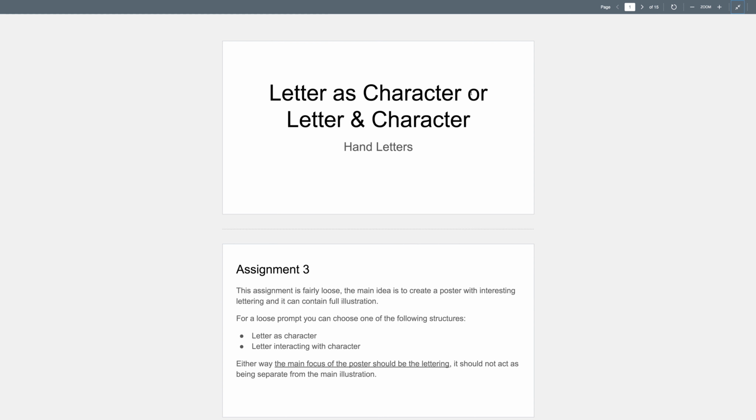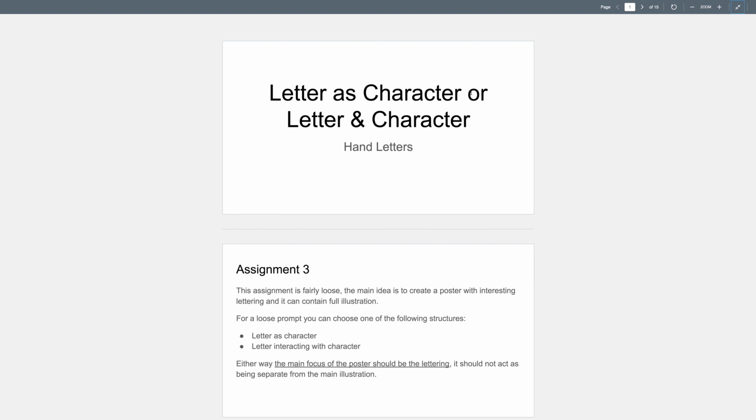Hi everyone. So our next assignment is loosely called letter as character or letter and character. And I don't want you to get too hung up on what that means, or whether I'm interpreting this correctly. I really want this to be just a loose idea that can inspire an interesting poster.